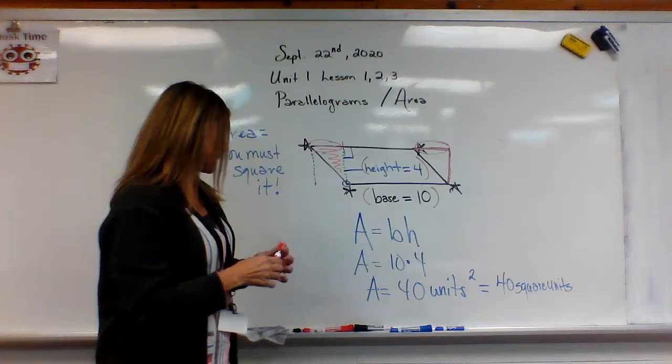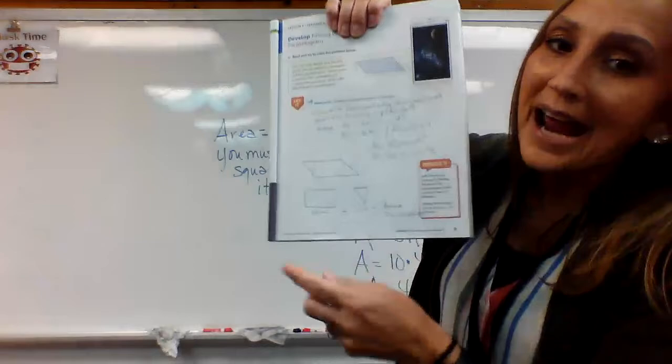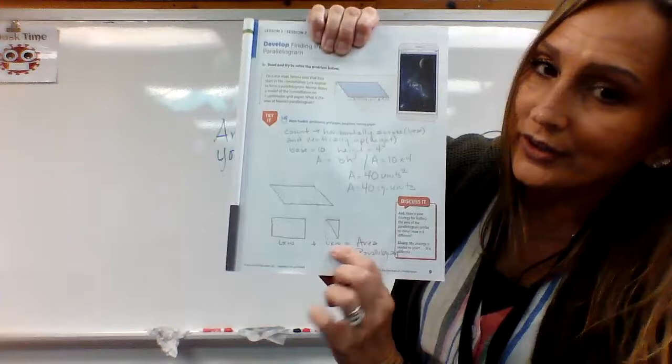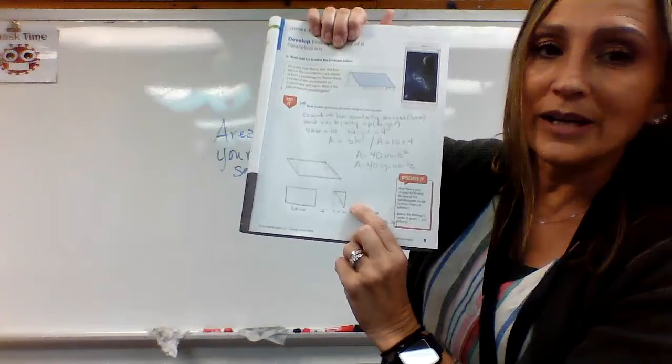And then sixth graders, in the book, hopefully you are following along with me. That is what I did here. I wrote it out using numbers and words, and then I modeled it just like I modeled it here on the board. I took some pieces off, and I created a rectangle.